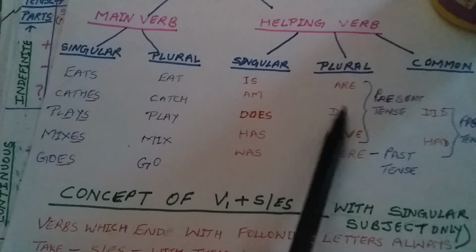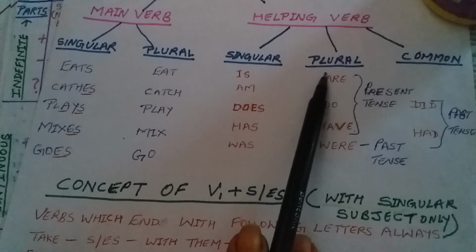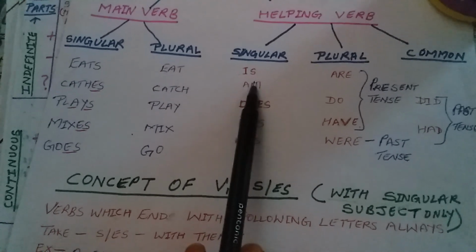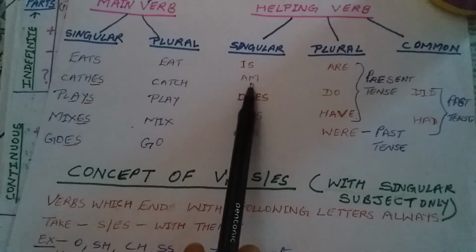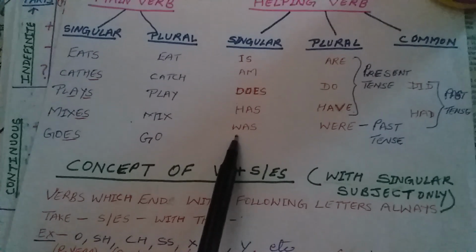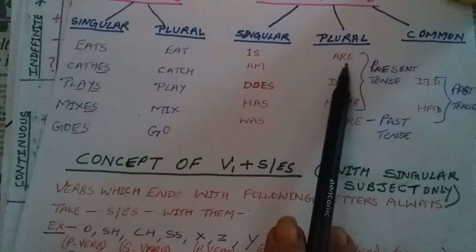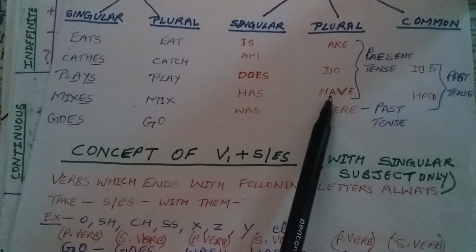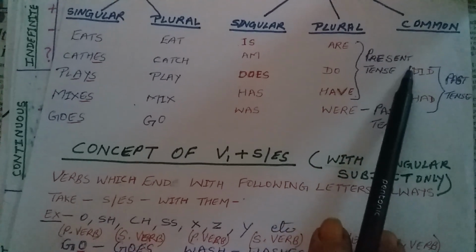Further, they are divided into three parts, that is singular, plural and common. Now why are they called singular? Because they are used with singular subject. In present tense, the singular verbs are is, am, does, has, and in past it is was. Now for the present tense, when the subject is plural, the plural verbs are are, do, have, and in past tense we have were.